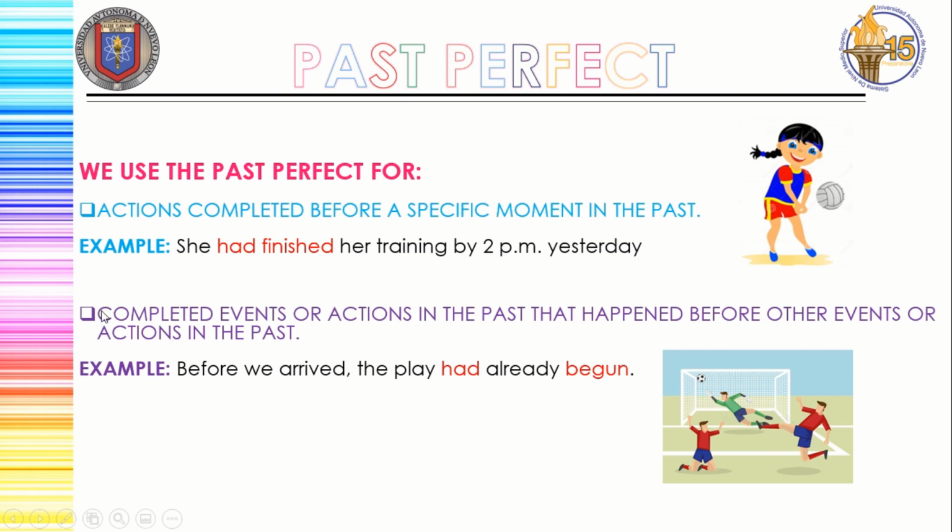Then we have the next definition: complete events or actions in the past that happened before other events or actions in the past. For example, before we arrived, the play had already begun. So in this case, before arriving at the play, the friends went somewhere, and this is the reason why the play had already started. Okay?